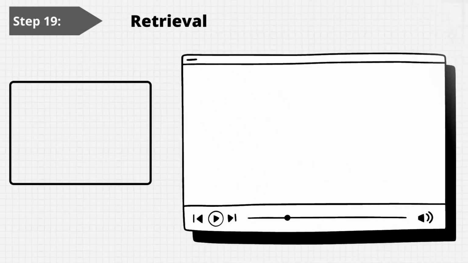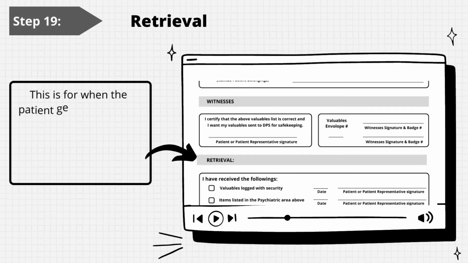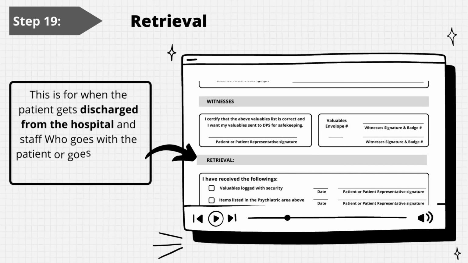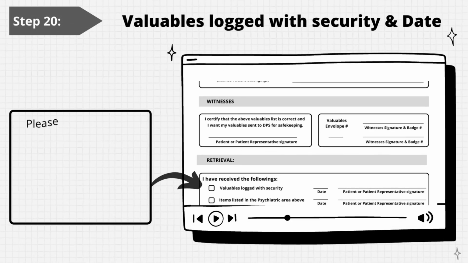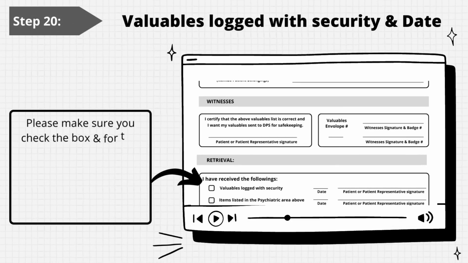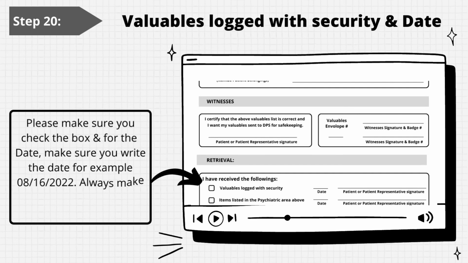Step 19, Retrieval. This is for when the patient gets discharged from the hospital and staff who goes with the patient or goes on behalf of the patient. Step 20, Valuables logged with security and date. This is for when the patient gets discharged from the hospital and staff who goes with the patient or goes on behalf of the patient.